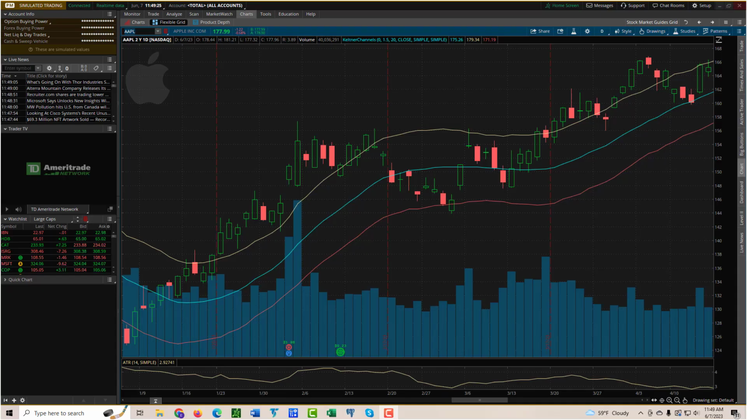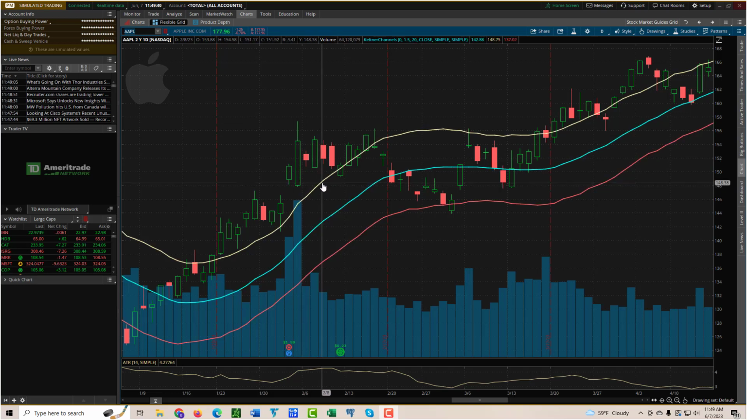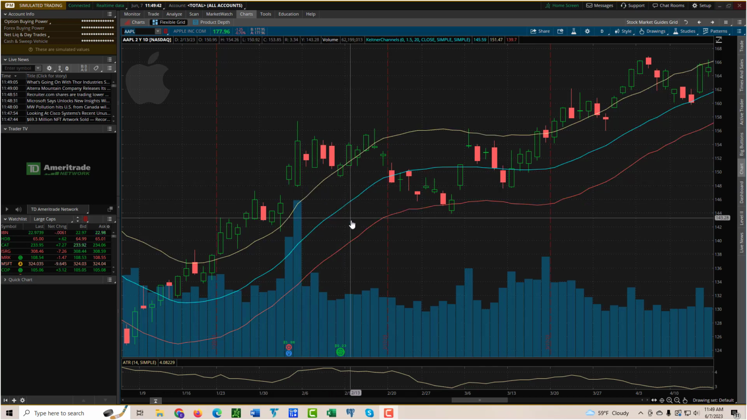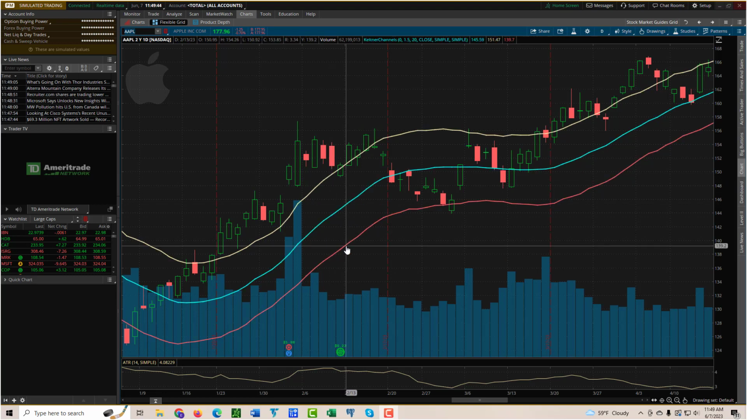This video is going to explain how Keltner channels work in stock trading. So on my screen here is a stock chart for Apple. Each of these price bars, also known as price candles, represents 1 day of price activity for the stock. And you'll notice that there are lines going through my chart here. There's a tan one, a blue one, and a red one.